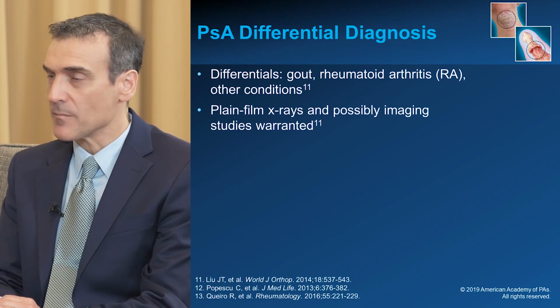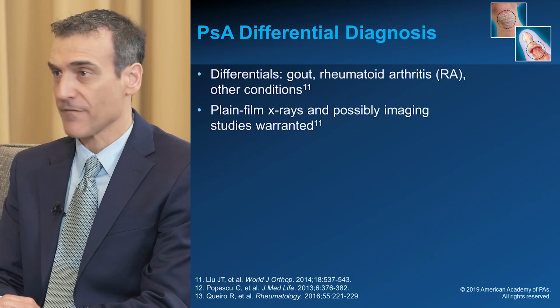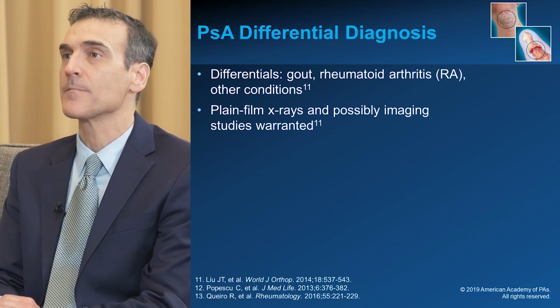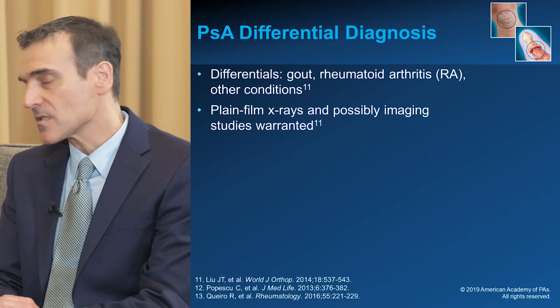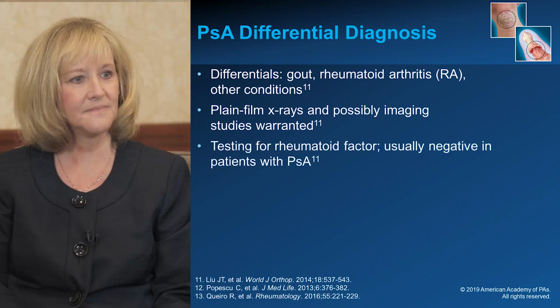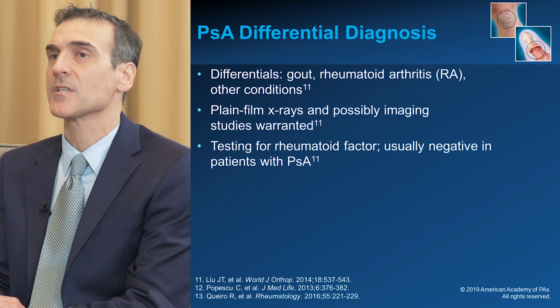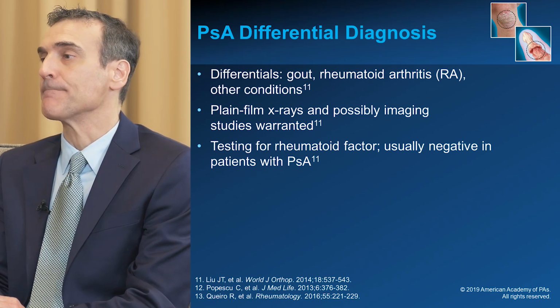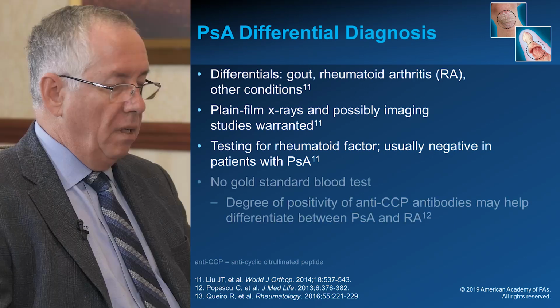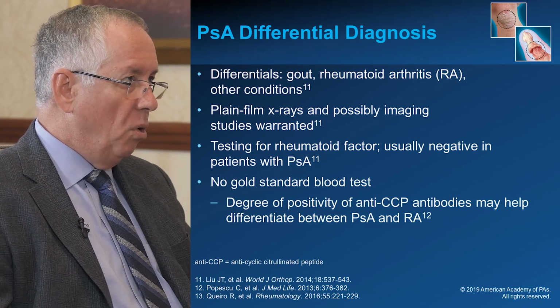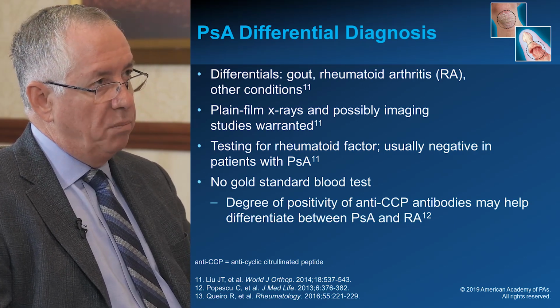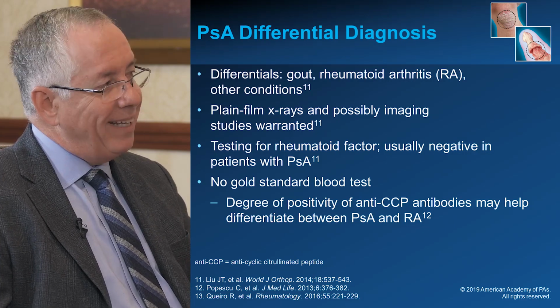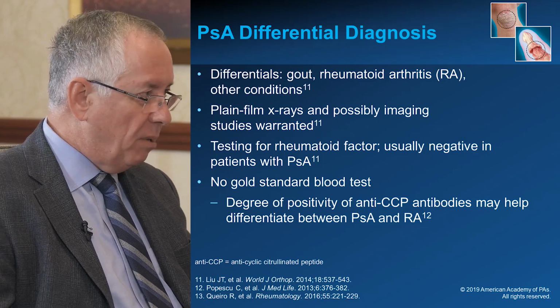Plain film x-rays may be of use in helping to evaluate further what we're seeing, as well as other imaging studies. A rheumatoid factor is an appropriate test to obtain to rule out rheumatoid arthritis. It is usually negative in a psoriatic arthritis patient. So those are some of the things that can be done. And as we've said, there's no gold standard blood test, but anti-CCP can help point us in a direction?